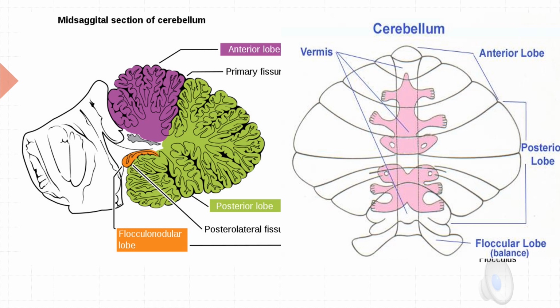As you can see from the image on your left-hand side, the three areas are divided by certain fissures. The primary fissure divides the anterior and posterior lobe, and the posterolateral fissure separates the posterior lobe from the flocculonodular lobe. On the right-hand side, you see an image of the posterior aspect of the cerebellum. This will allow us to visualize the functional areas of the cerebellum. In the middle, you see a longitudinal depression, which is called the vermis, and on the sides are the cerebellar hemispheres.